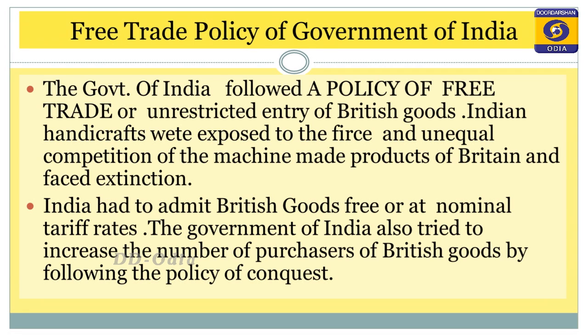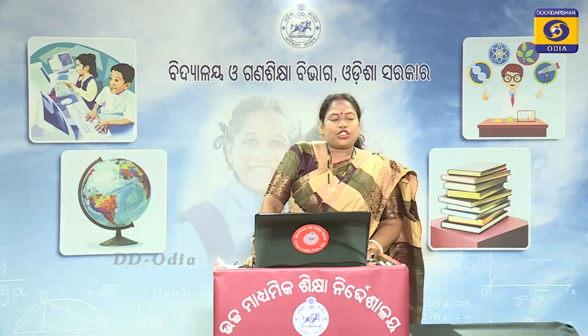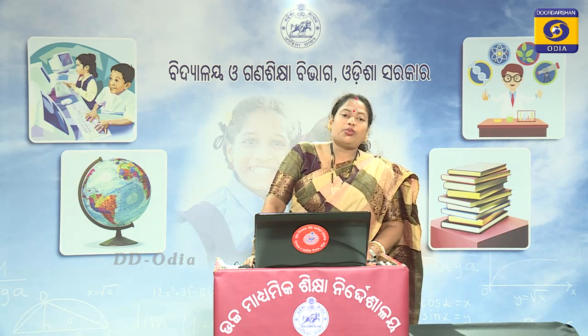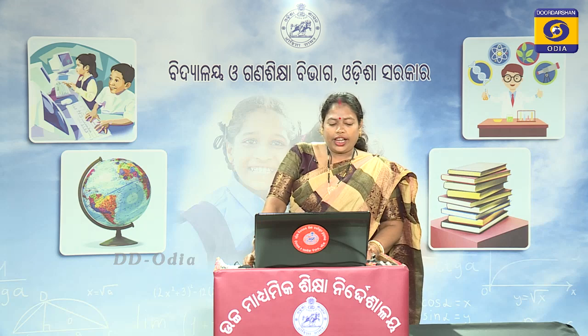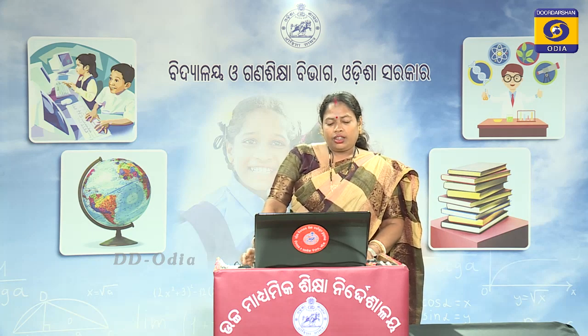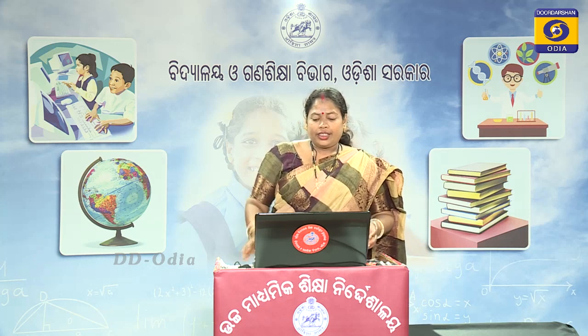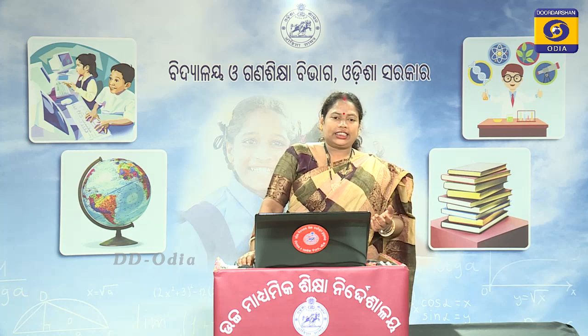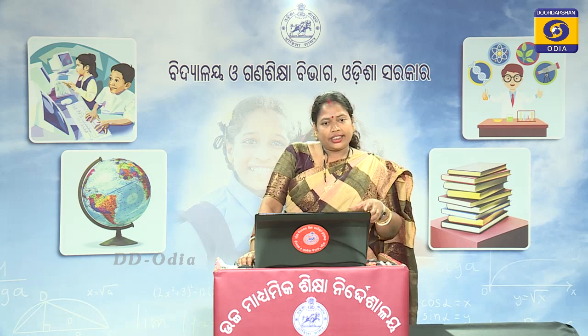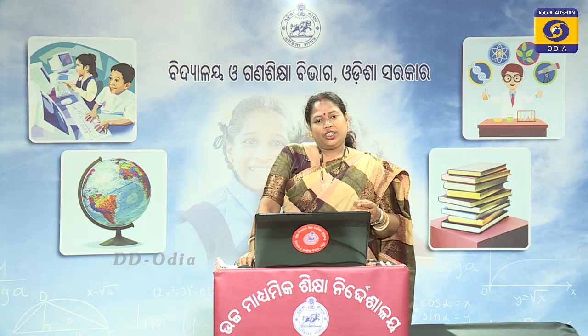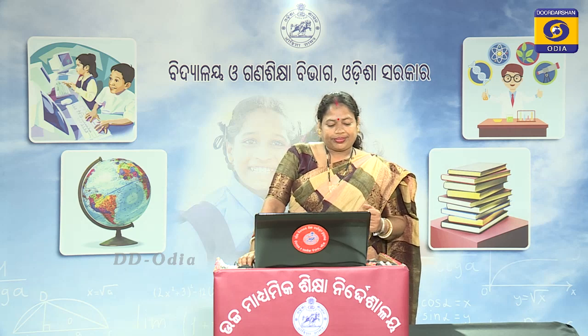The Government of India also tried to increase the number of purchasers of British goods by following the policy of conquest. So, the British government followed the policy of war and conquest in order to get more and more areas subjugated under their rule. They wanted to create more and more markets, so that they could sell their industrial products to more people.